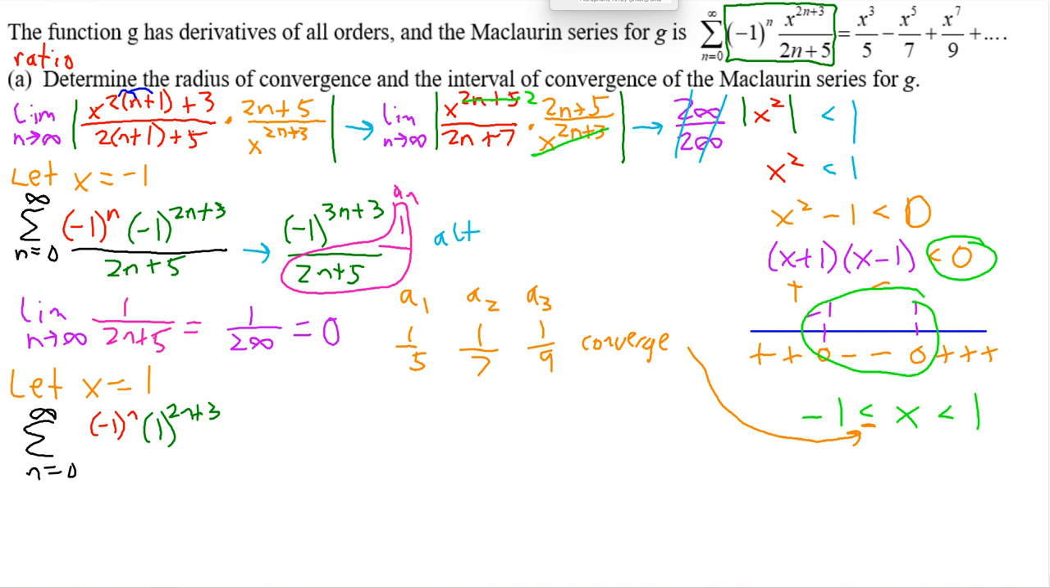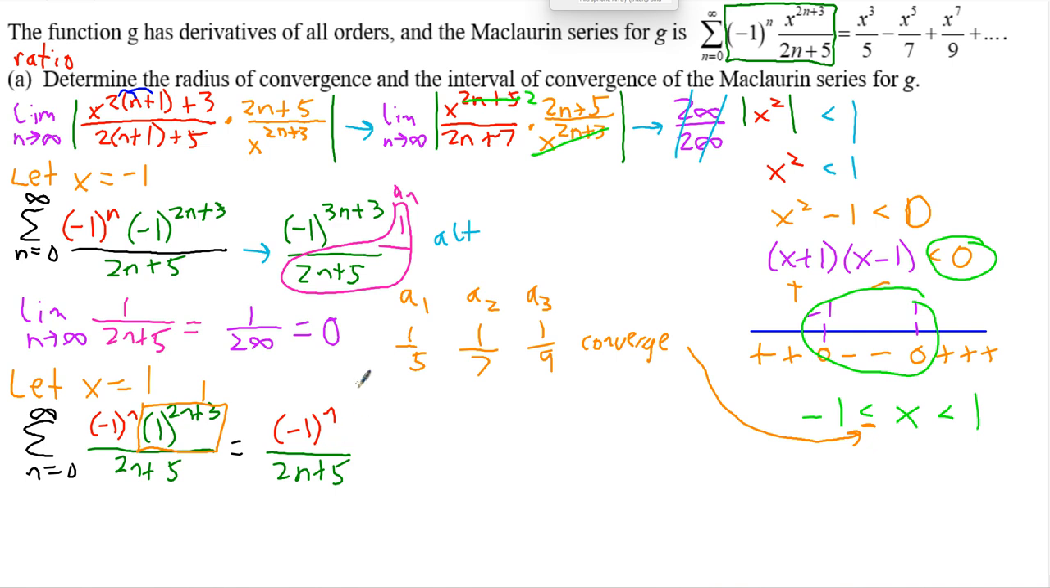For x. But remember, 1 to any power, positive 1 to any power is just 1. So that goes away, and we're just left with n over 2n plus 5. And this negative 1 to the n, when you plug in 0, it's even, 1, it's odd, 2, it's even. So this is going to make it alternate too.